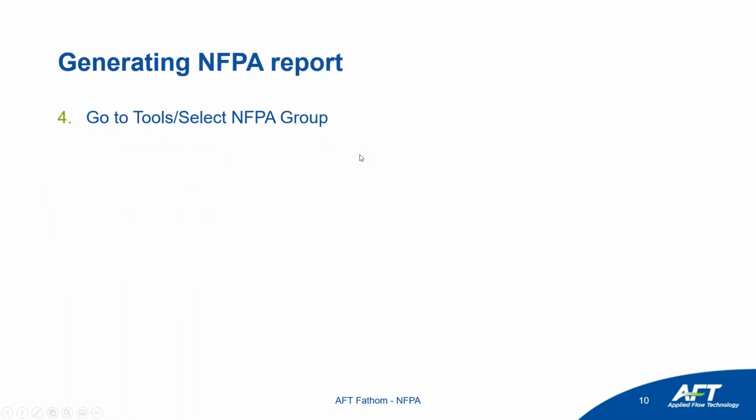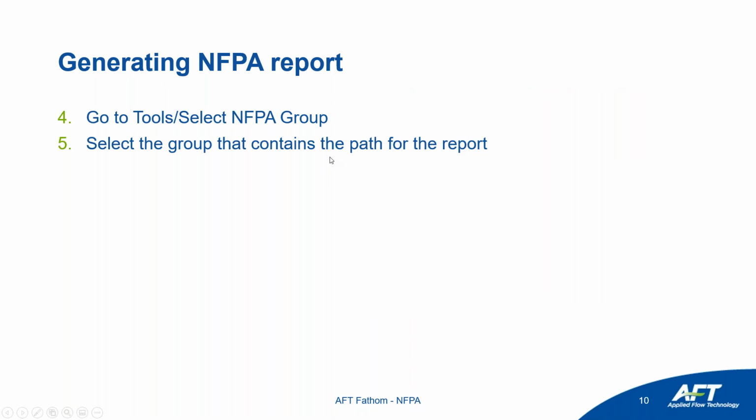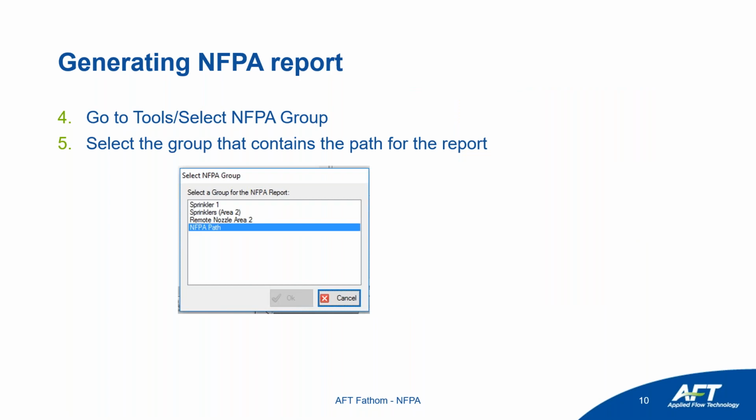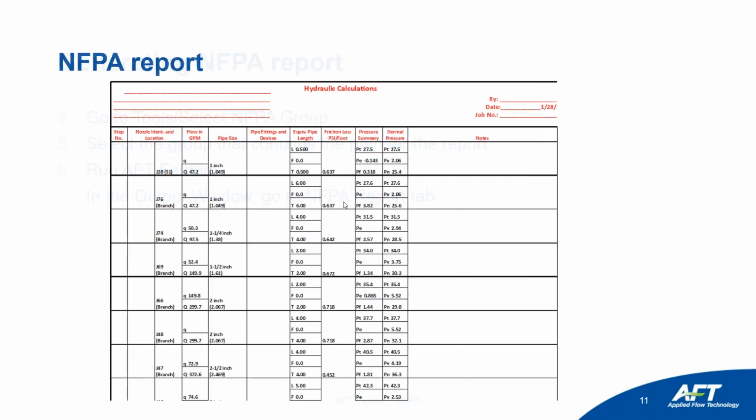We go to Tools. We select the group that we're going to use to generate the report. Select the groups that contain the path for the report. In this case, we call it NFPA path. We run NFPA Fathom, and in the output window, we go to the NFPA report tab, and the report is generated.